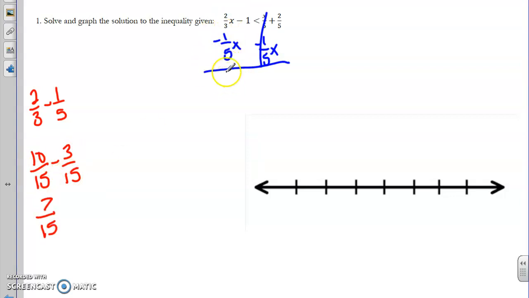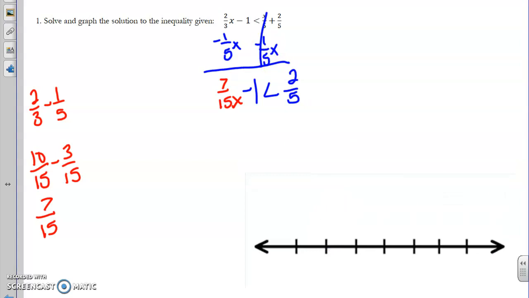So bringing that back into my equation, that gave me 7/15 x. Bring down what I didn't use, minus 1 less than 2/5. Okay, so now we're going to get our constant over there to the right side. So to get rid of a -1, I add 1. So I bring this down, cross them out.